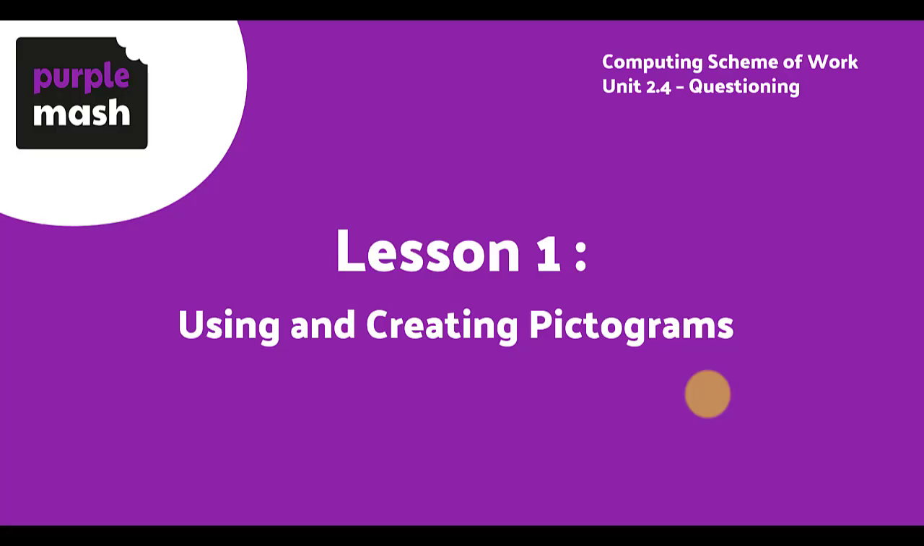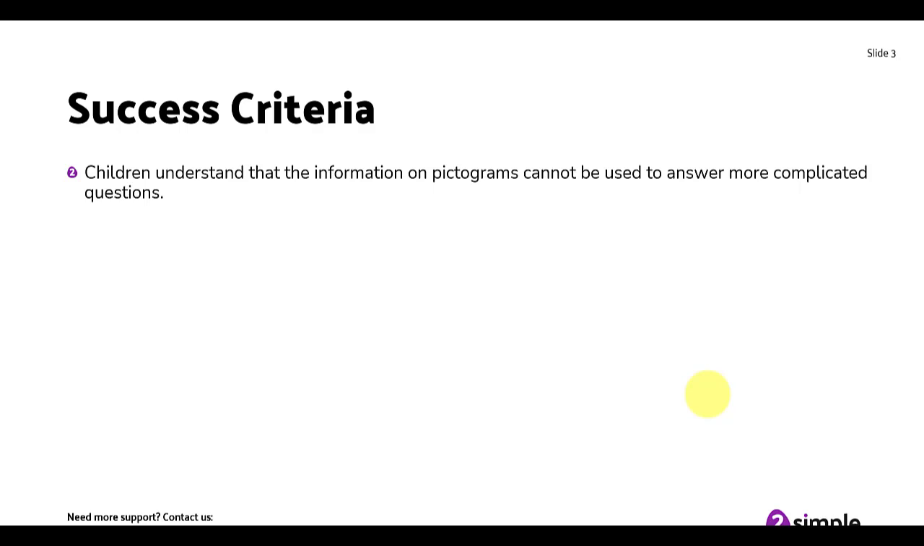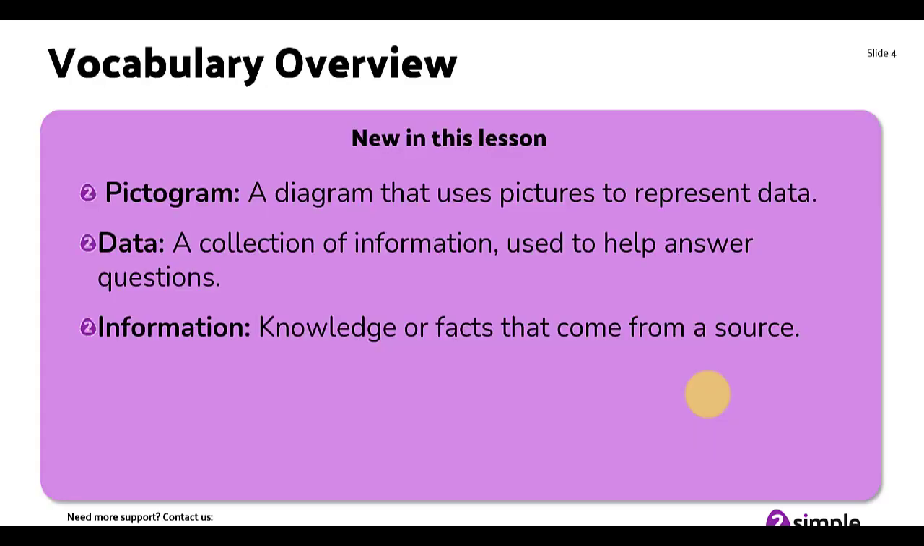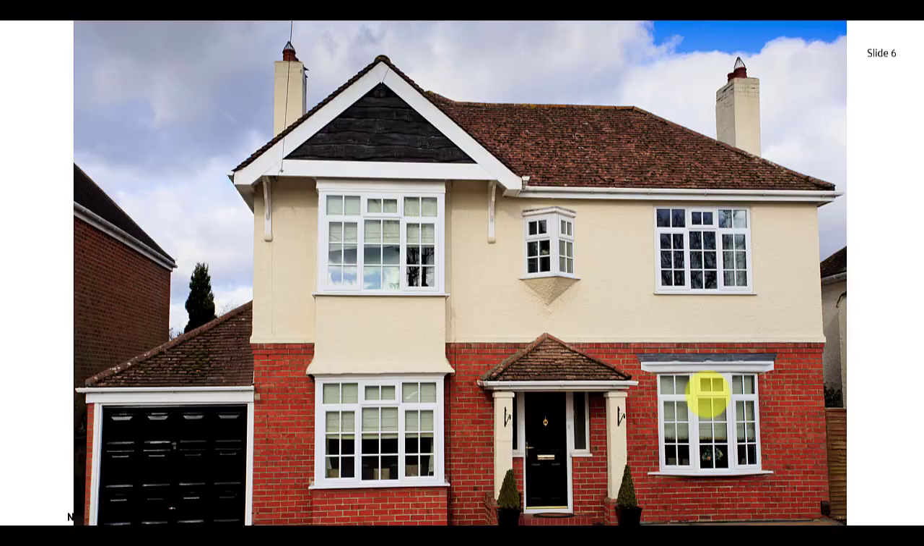So here is the slideshow that accompanies lesson 1, where children will be using and creating pictograms to represent information. The aims and the success criteria are on the first couple of slides there. And then you have the vocabulary slide, which is in all the PowerPoints for all of the lesson plans within our computing scheme of work. This introduces the children to the vocabulary they're going to be learning in this particular lesson. So this lesson looks at the types of homes that children might live in.